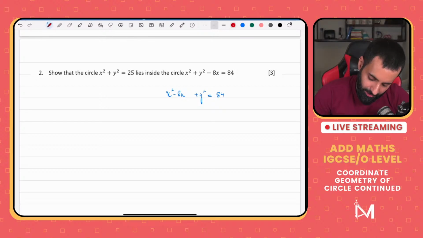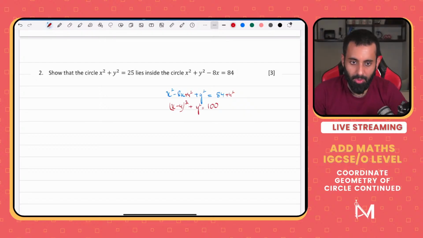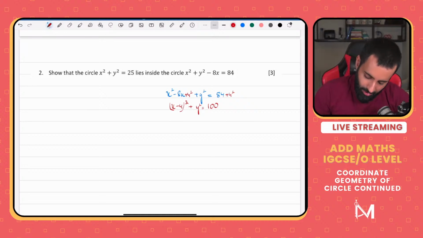Now, what do I add on the left-hand side? I add 4 squared. That means I add 4 squared here. So we have (x minus 4) squared plus y squared, which is equal to 84 plus 16, which is equal to 100. Now, the coordinates of the first circle are 0, 0, and the radius is equal to 5. The coordinates of the second circle are 4, 0, and the radius is equal to 10.